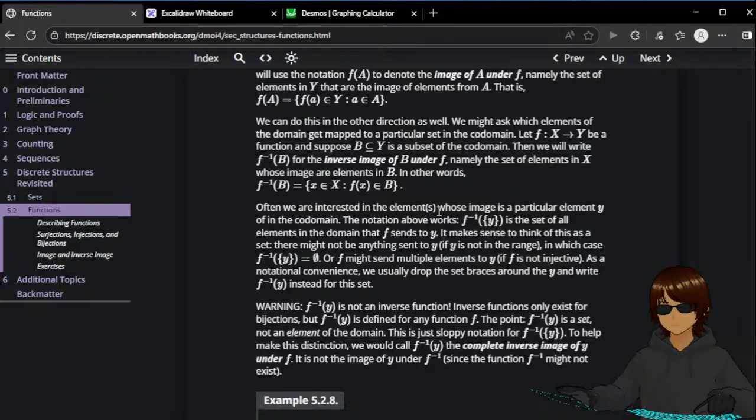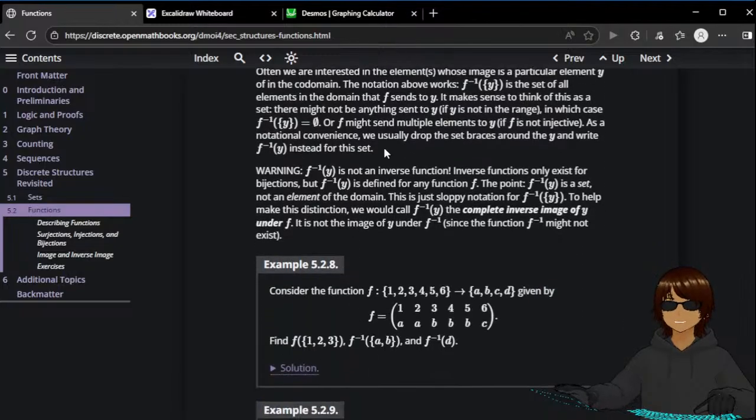Often we are interested in the elements whose image is a particular element y in the codomain. The notation above works. f^-1({y}) is the set of all elements in the domain that f sends to y. It makes sense to think of this as a set. There might not be anything sent to y, in which case we have the empty set. Or f might send multiple elements to y if f is not injective. As a notational convention, we usually drop the set braces around y and write f^-1(y) instead for this set.